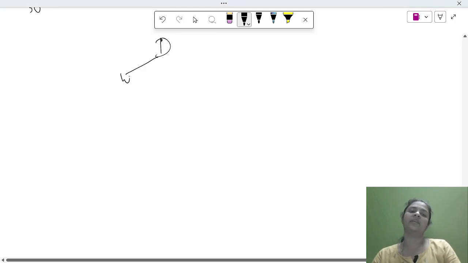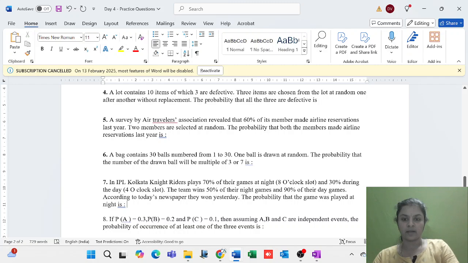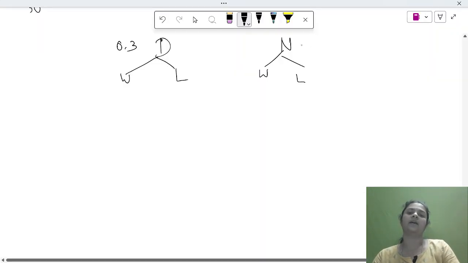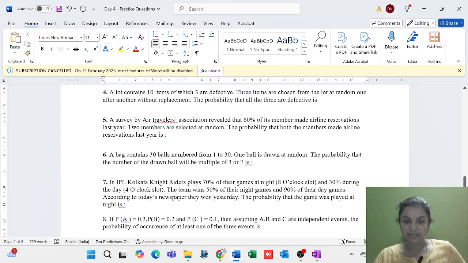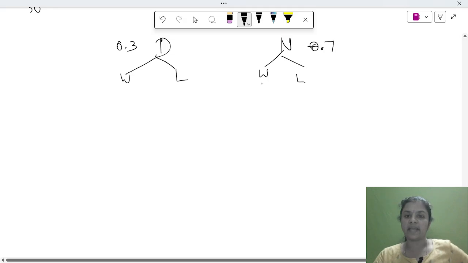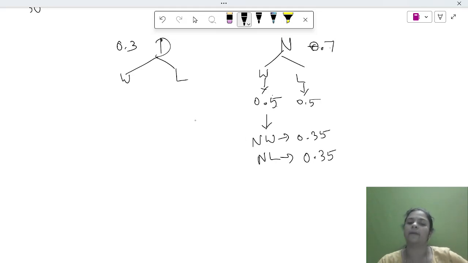So let us take day game, winning, losing. Night game, winning, losing. Now day game, what is the probability? 30%, 0.3. Night game, 70%, 0.7. Now 50% of the night games are won. So in the night game, 50% is won. What is the joint probability? 0.7 into the night winning probability, 0.7 into 0.5, 0.35. Losing is again 0.5, so night games losing is 0.35.